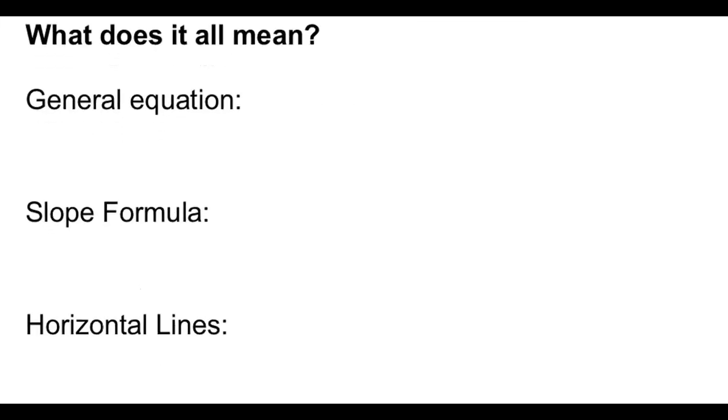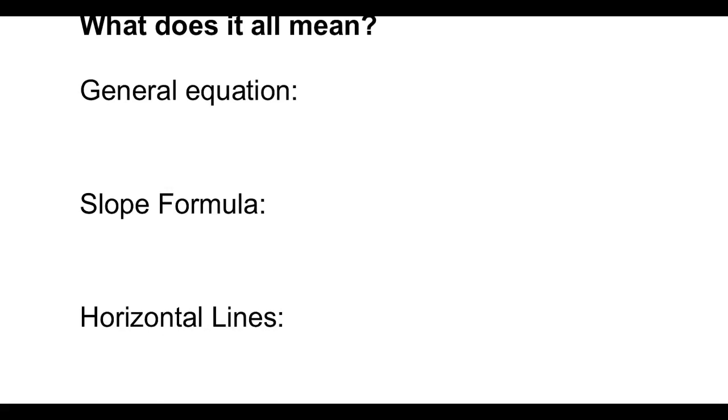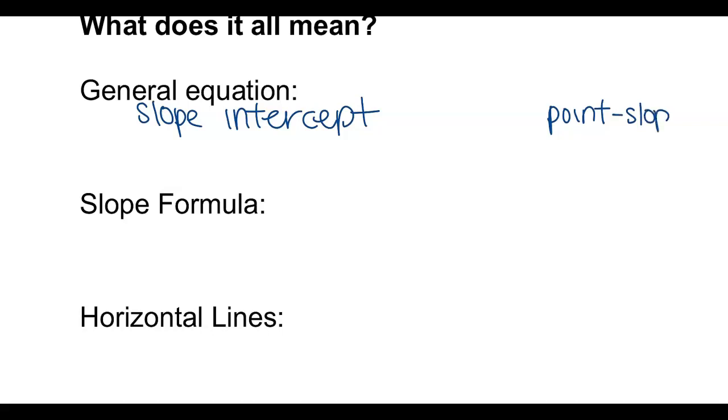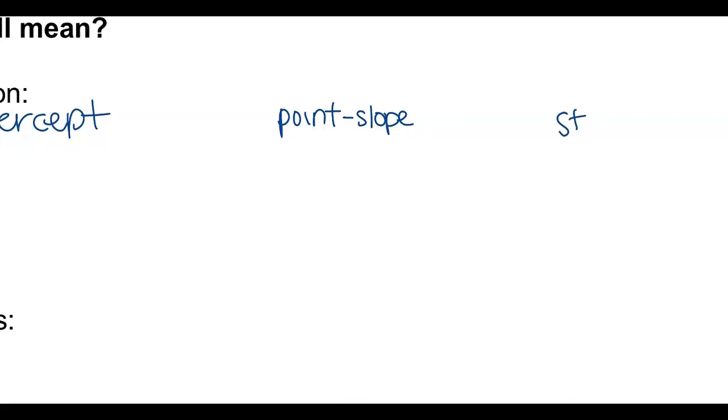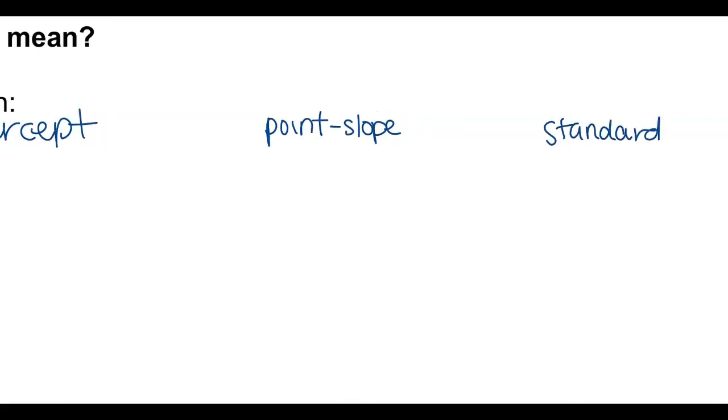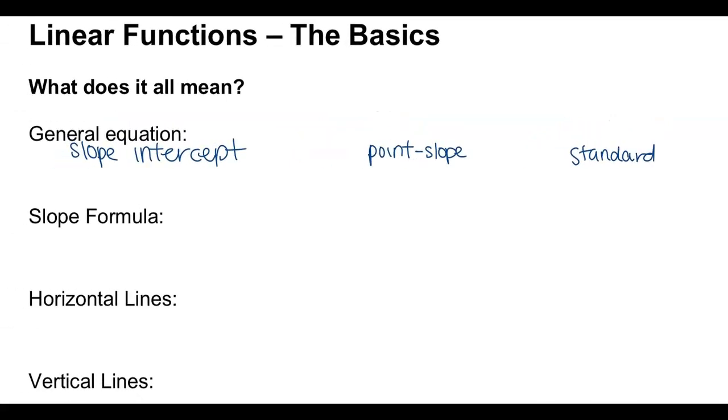So first things first, the general equation. There's technically 3 of them. The first one is slope-intercept form. The second one is point slope. So point slope form. And then the last one is standard. These are the 3 most common forms that you guys see for an equation. Those are the general forms that you guys usually see.